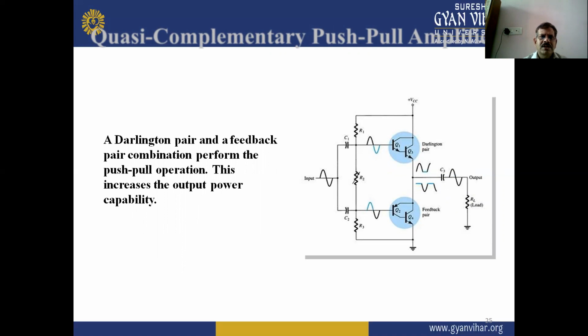Next one is the quasi-complementary push-pull amplifier. This circuit diagram shows the quasi-complementary push-pull amplifier. A Darlington pair and a feedback pair combination perform the push-pull operation. In this push-pull circuit diagram, there is the feedback pair also here. This increases the output power capabilities. So in this circuit diagram, the feedback pair combination increases the output power capability.